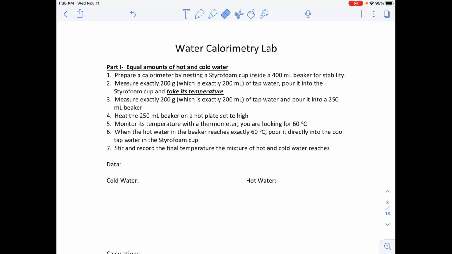Welcome to the water calorimetry lab, also known as the hot-cold water lab. This lab's got 3 parts. We'll walk through some of the setup and then you'll work on making the data table based off of the data given to you in the videos. It may vary slightly from the data that you see here on the sheet. Basically, we're going to take cold water and hot water and mix them together and see what we get.